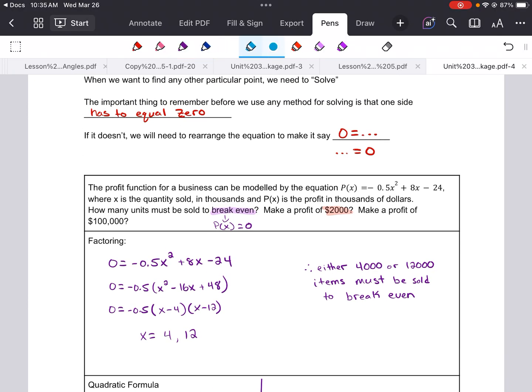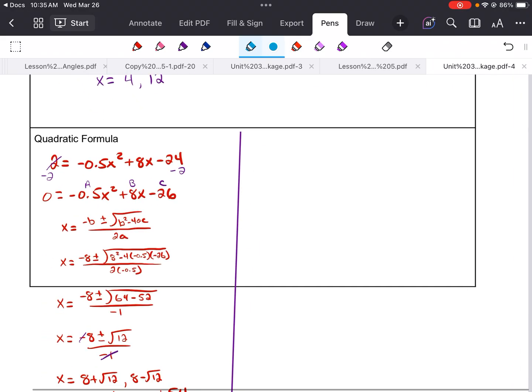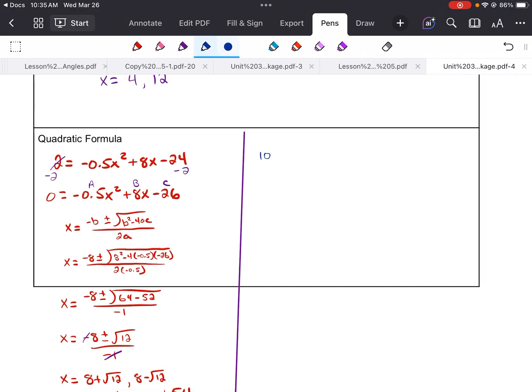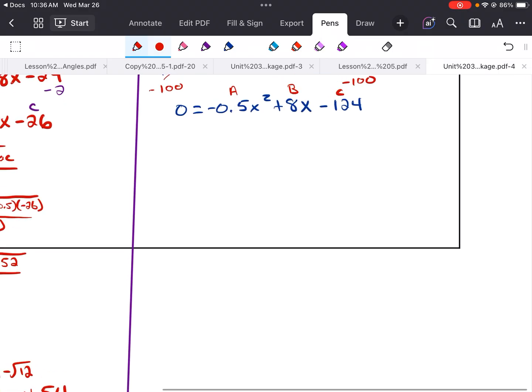The last one wants them to make a profit of 100,000. So this time we're putting 100 in front of our equation. Okay, so we're going to subtract 100 from both sides. So 0 equals negative 0.5x squared plus 8x minus 124. Okay, quadratic formula again. A is negative 0.5, b is 8, c is negative 124.